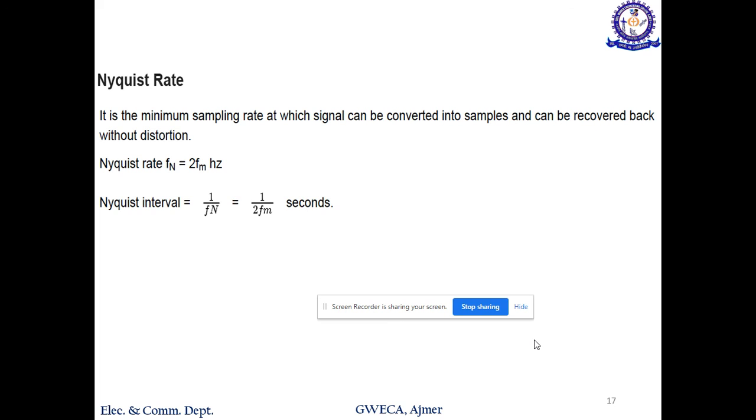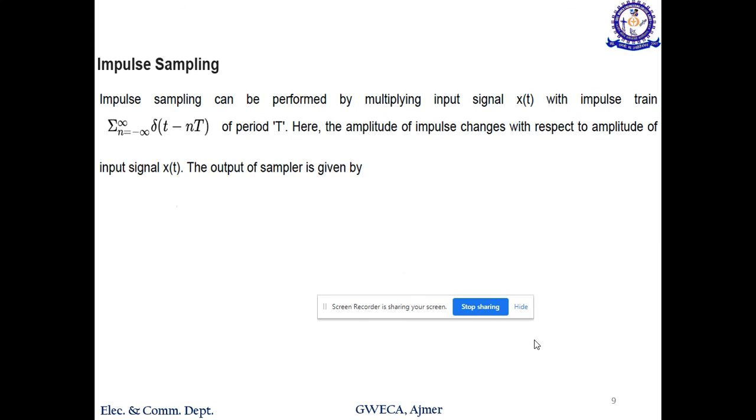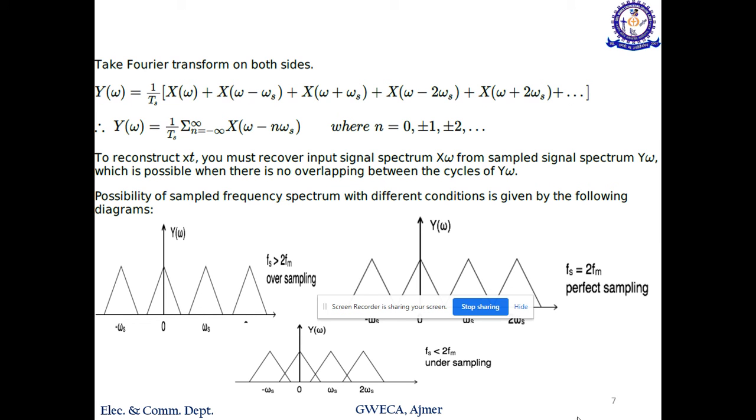One last thing is the Nyquist rate. What is the Nyquist rate? Nyquist rate is the minimum sampling rate at which the signal can be converted into samples and recovered back without distortion. Very similar to the sampling theorem. So the Nyquist rate fN is given by twice of fm. The Nyquist rate is given by twice of fm hertz. Nyquist interval is 1 upon fN. For example, in the previous class, this perfect sampling, fs is equal to twice of fm. This is the Nyquist interval, to get the perfect sampled input.